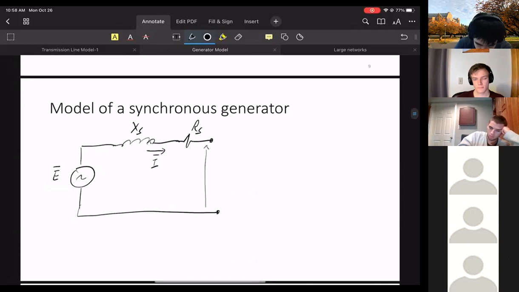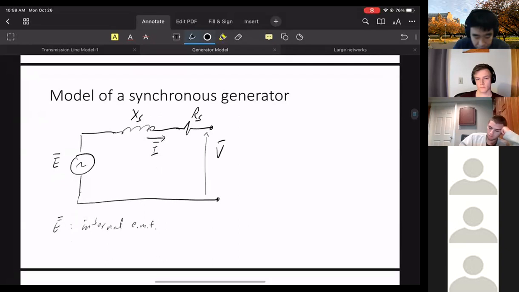This voltage is V. Okay, and the two voltages are not the same. The name for these two voltages: this E is called the internal EMF, because this is in some sense internal to the generator. We don't really have access to this.